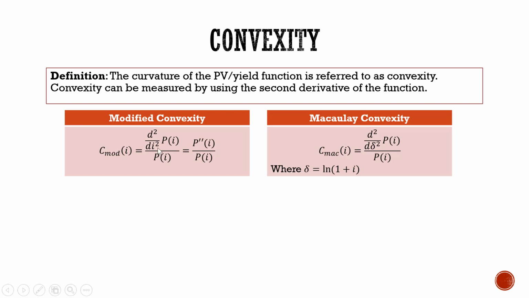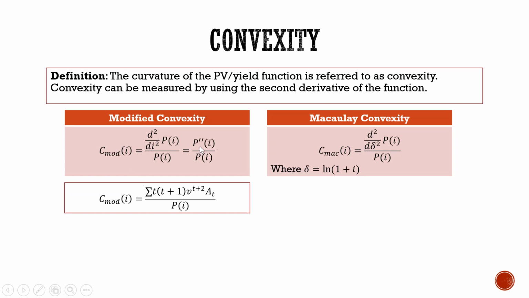The modified convexity is measured by the second derivative of the present value function with respect to the effective rate of interest i, and Macaulay convexity is the second derivative of the present value function with respect to the force of interest rate delta, where delta is the natural log of 1 plus i.